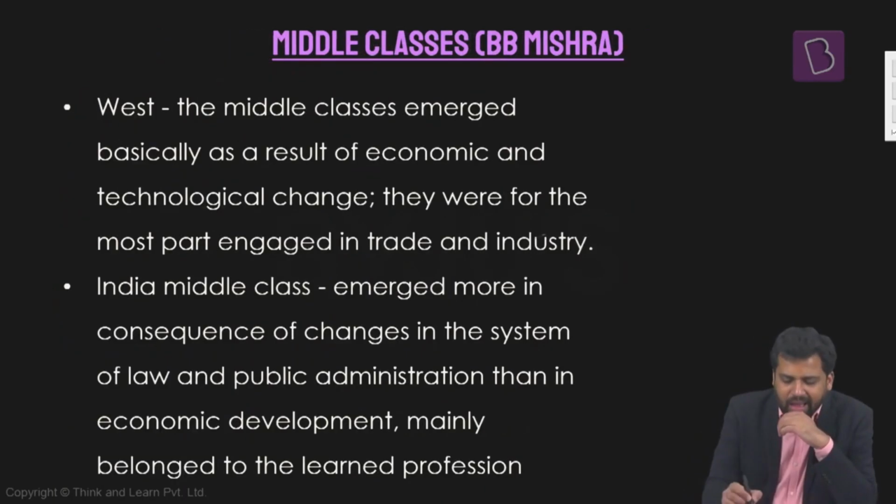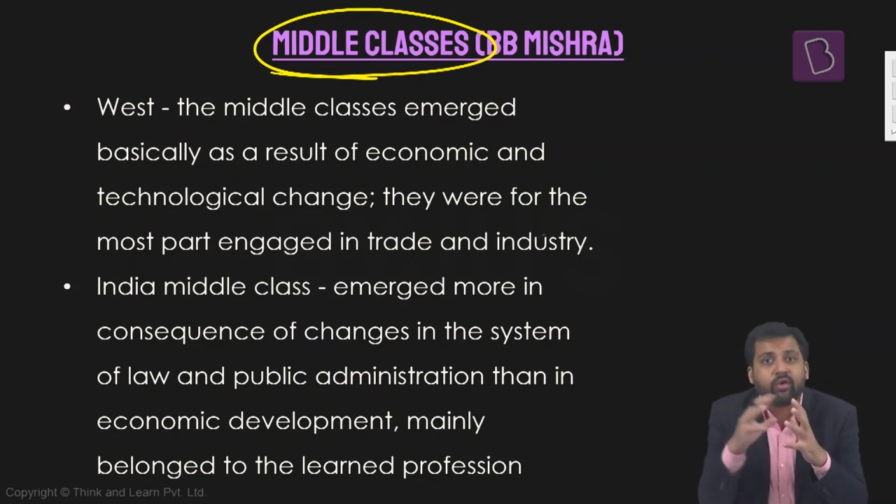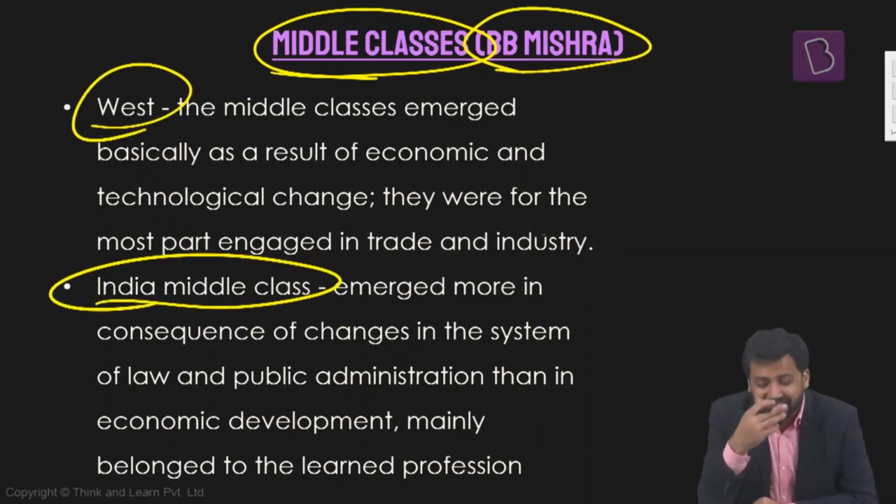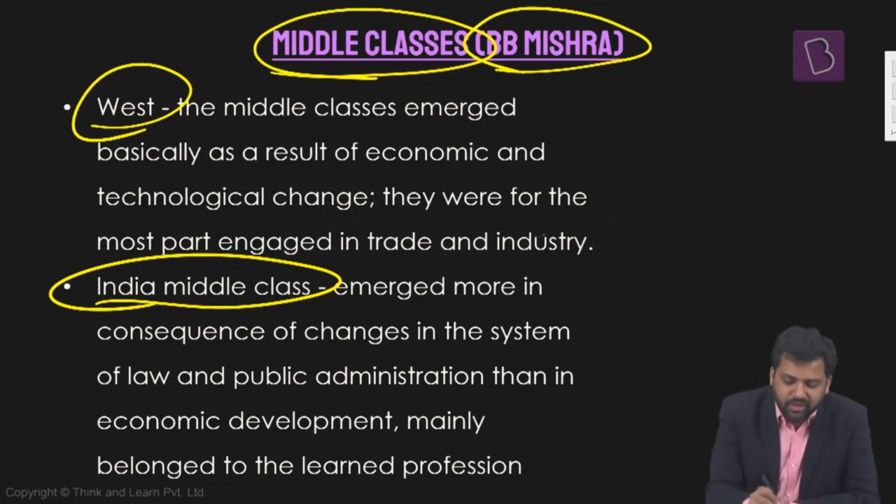Now the question is, how does the middle class look in the Indian context? To understand that, we have to go back in history, to understand how the middle class emerged in the Indian context. Is there any difference between the middle class in the West and the Indian middle class? B.B. Misra has tried to find out this difference. He studied how the middle class emerged in the West. He says that in the West, for example in the European countries, there were different kinds of technological changes and changes in the economy. All these things led to the emergence of the middle class.